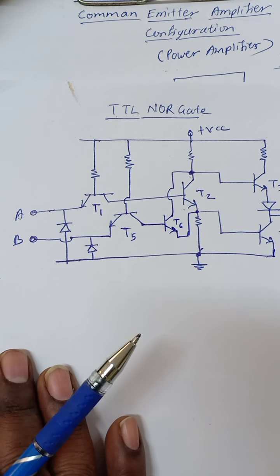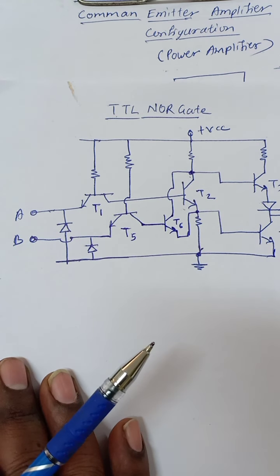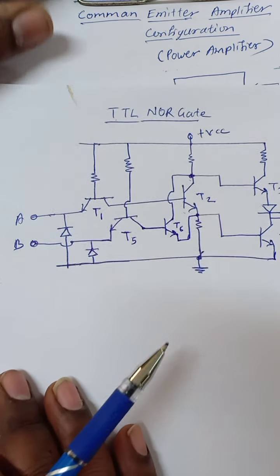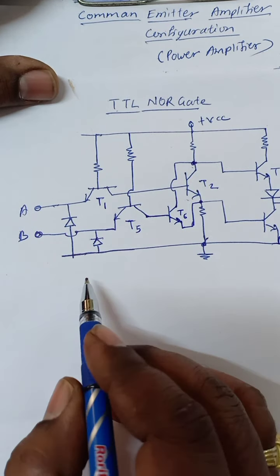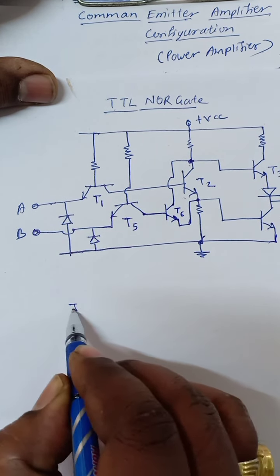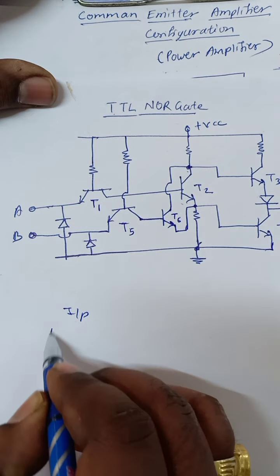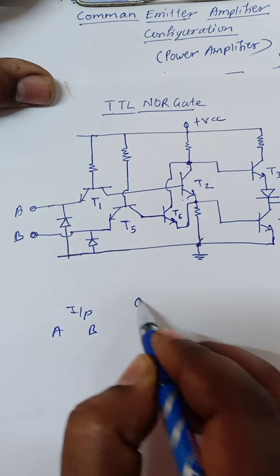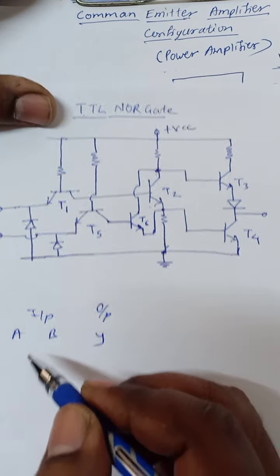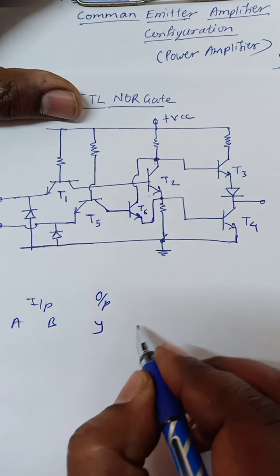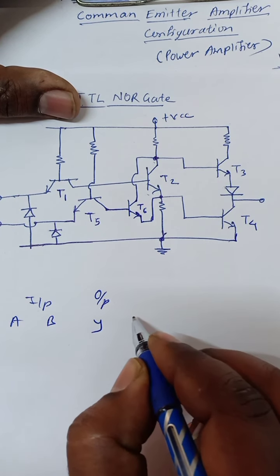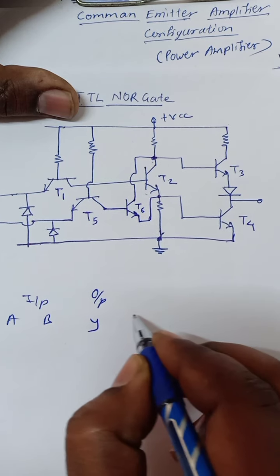We also consider case 1 and case 2. We know the NOR gate output. Here inputs are A and B, output is Y. Then you should know the conditions of the transistors.